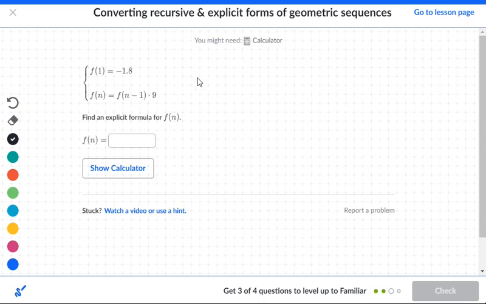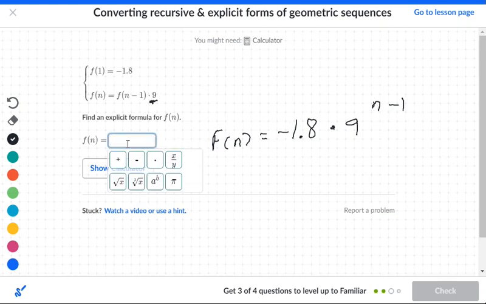Next question, we want to take this recursive and make it into an explicit formula here. So this is our very first term. So we come down here and we say f of n. This is going to be a negative 1.8. And then whatever comes after the parentheses, that's what our rule is. So our rule is 9. And remember, we always finish with the n minus 1. In this case here, it's an exponent. So let's go ahead and type in our formula.